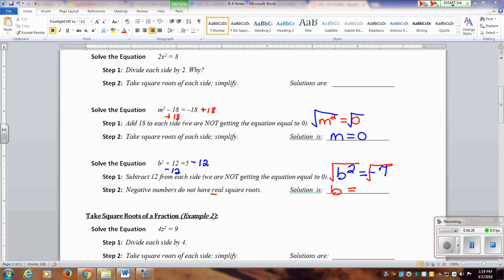Negative numbers do not have real square roots. If you put this into the calculator, you'll get a syntax error. It'll show you that syntax error. So b equals, and we're just going to say no solutions. And just keep in mind what that means.